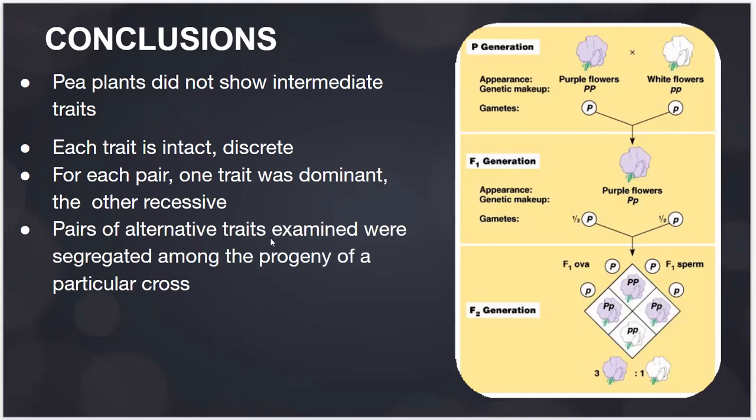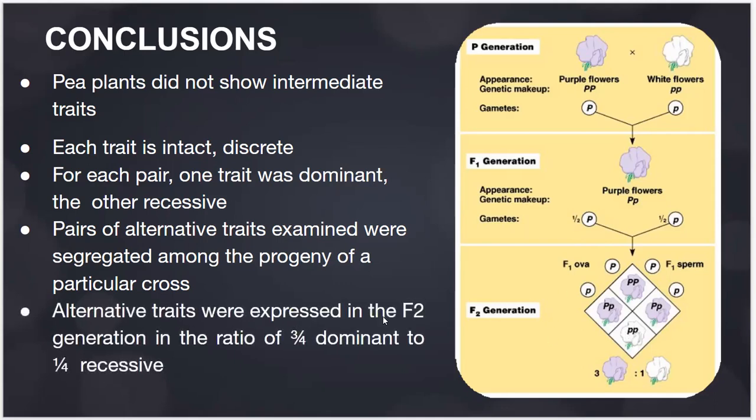Pairs of the alternative traits examined were segregated among the progeny of a particular cross. That is, the plants that you got in the F1 generation were then used for selfing and were chosen as parents to carry out the F2 generation. And this is how you got the phenotypic ratio. 3 were purple in this example, and 1 is white in color. In the previous example, 3 plants showed tall phenotype and 1 dwarf phenotype.